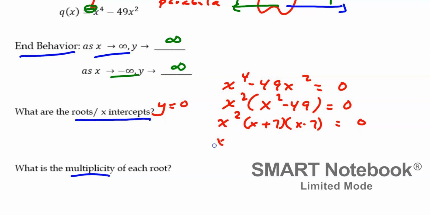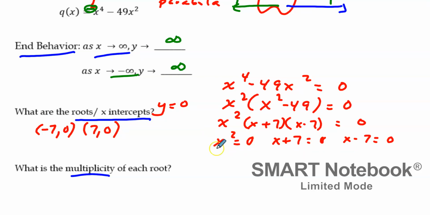If I set all these parts equal to 0, x squared equals 0, x plus 7 equals 0, x minus 7 equals 0, I have 2 roots from here. I have -7, 0 as a root. I have +7, 0 as a root. And from this situation, if I take the square root of both sides, we will get x equals 0. So 0, 0 is also a root.